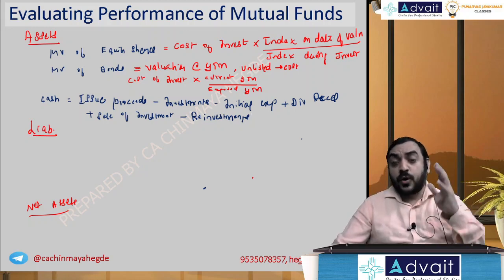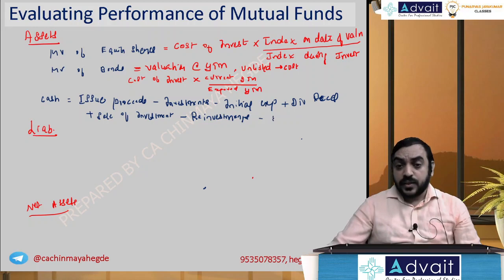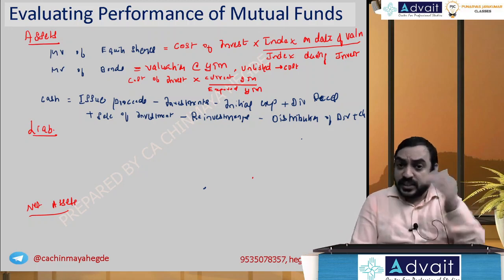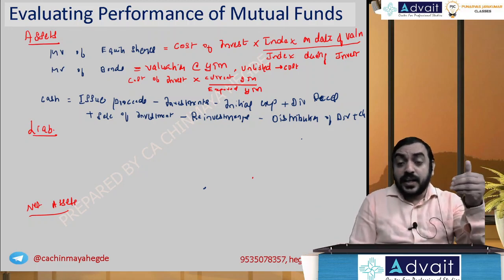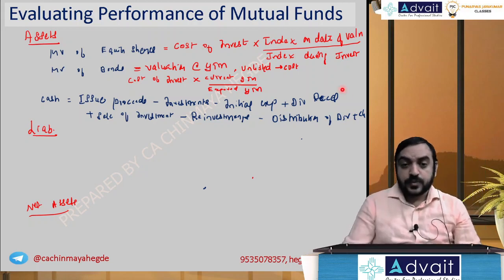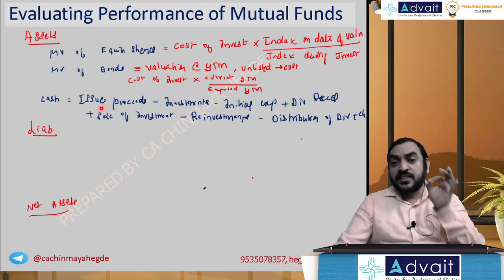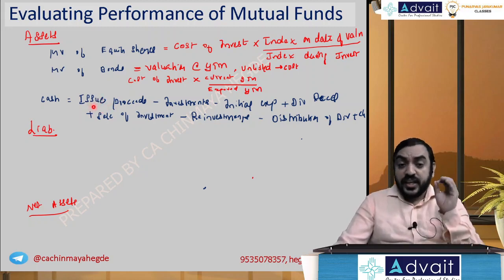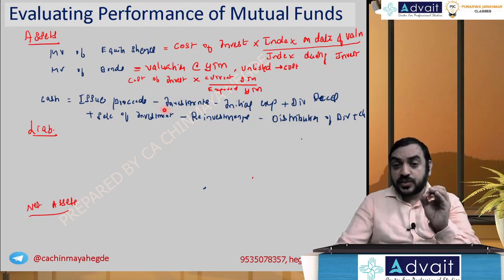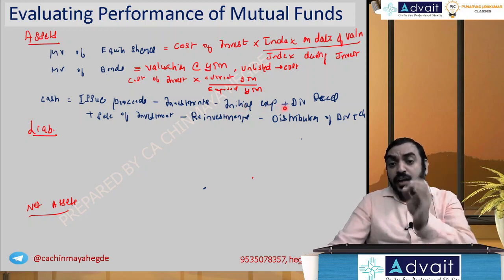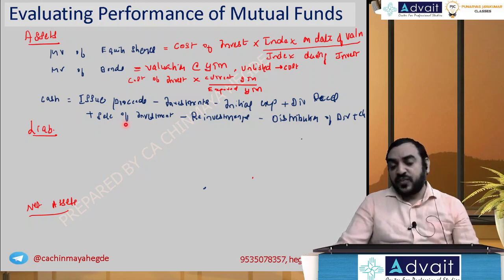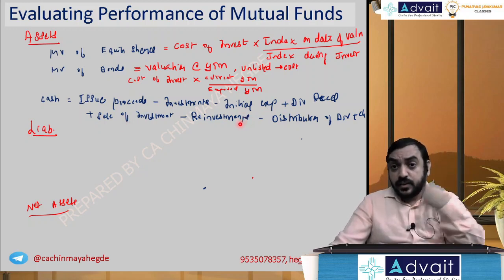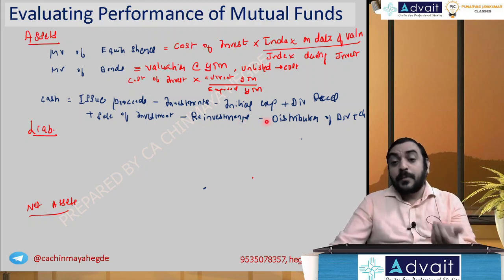And then you might distribute some amount as dividend to the unit holders, that is minus distribution of dividends and CG, capital gain. If you receive dividend, some portion you might distribute. If you made capital gain, sale price minus purchase price, that also you will distribute. So if cash balance is given straight away, no problem. Otherwise, you have to do issue proceeds minus investments minus initial expenses plus dividend received plus sale of investments minus reinvestments, that is the purchase price, cost of investments, minus distribution of dividends and capital gain.